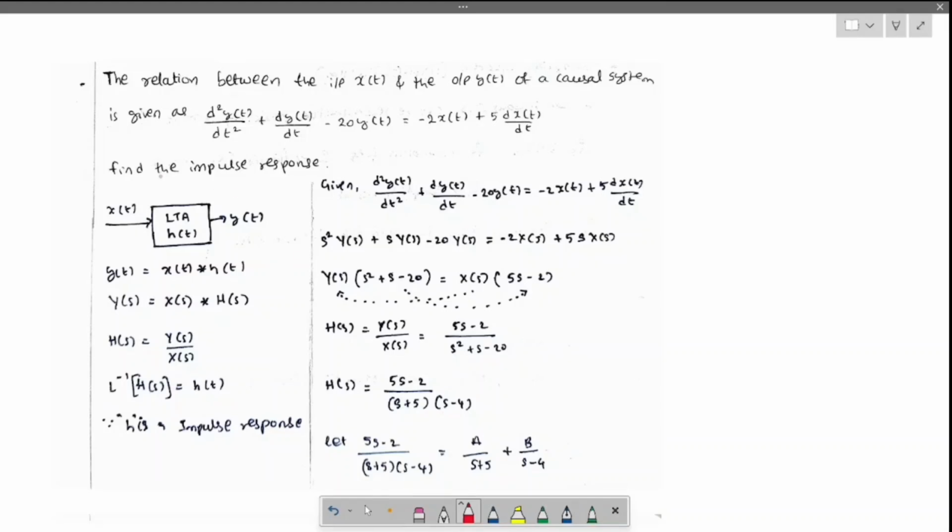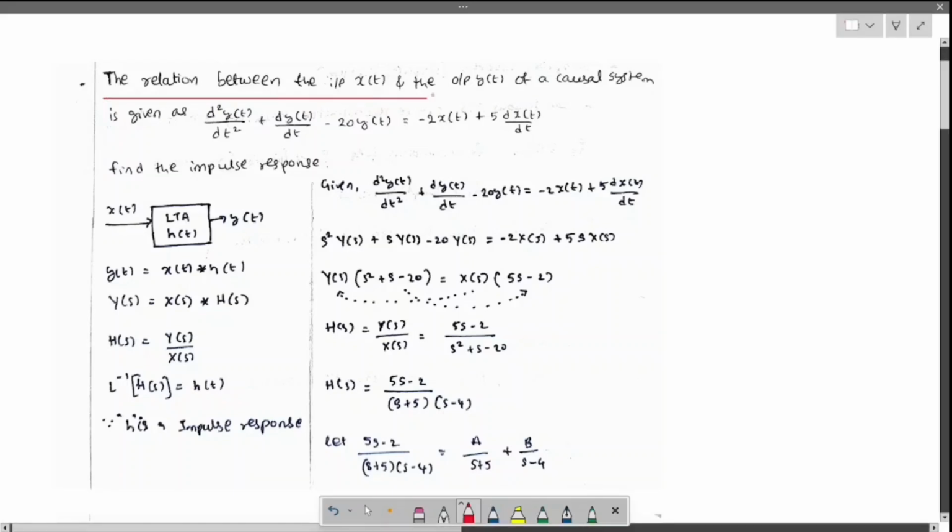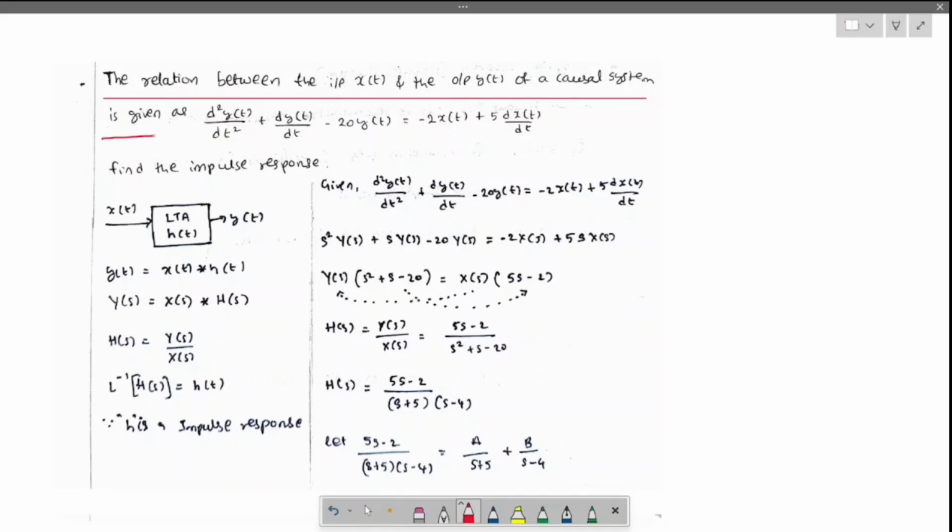In this video, we are going to see one important problem. First, let us go into the question. The relation between the input x(t) and the output y(t) of a causal system is given as d²y(t)/dt² + dy(t)/dt − 20y(t) = −2x(t) + 5 dx(t)/dt. So this is the question given. Then find the impulse response.